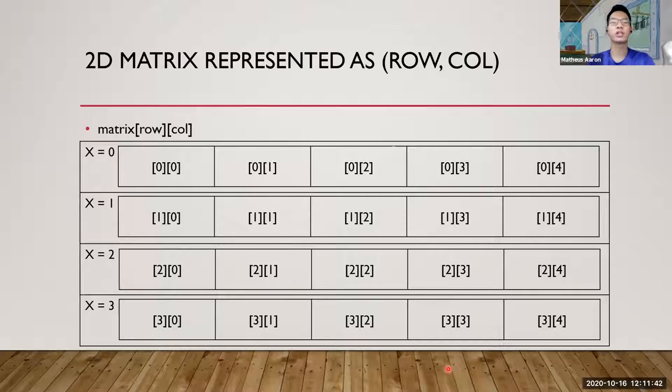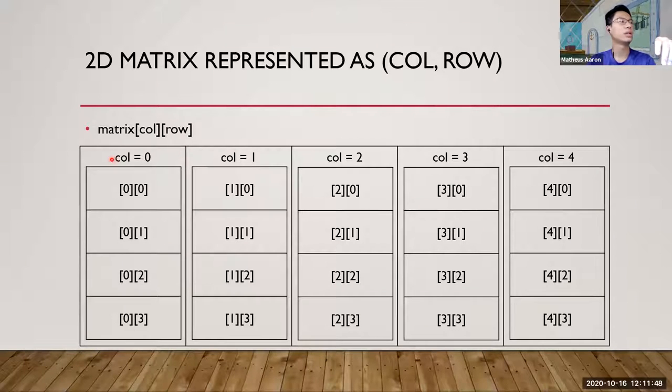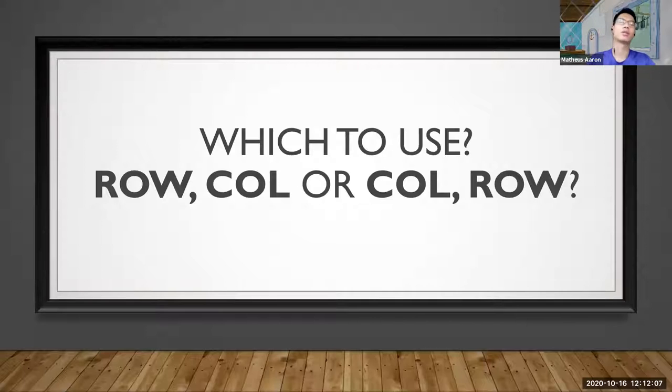Another possible representation is if we flip them around, if we use call row instead. So we create the list for the columns first, and inside each list, we insert the items one by one, in which each column contains items from each row. Now the question is, which one to use, the row call or call row? And the answer is actually up to you. As long as you can be consistent in using row call or call row in all your coding, then it's fine. If you cannot keep it consistent, then that's a problem.